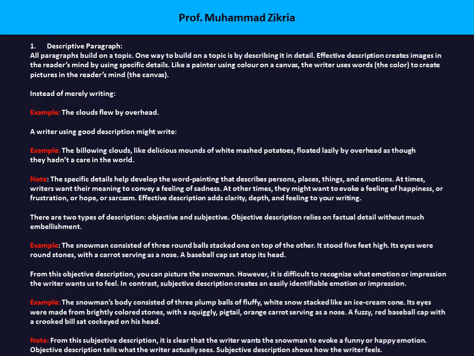Instead of merely writing "the clouds flew by overhead," a writer using good description might write "the billowing clouds like delicious mounds of white mashed potatoes floated lazily by overhead, as though they hadn't a care in the world." Note: the specific details help develop the word painting that describes a person, place, thing, or emotions.